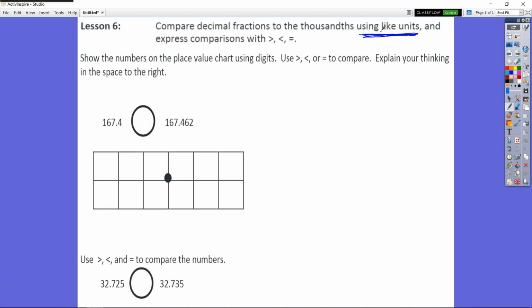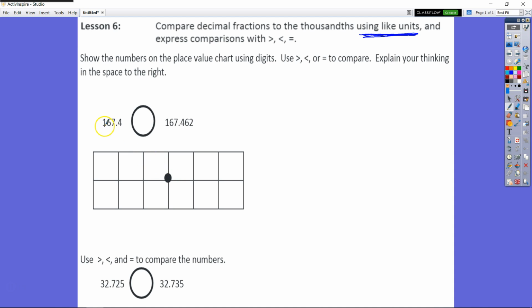So we have to use like units, and we're going to express those comparisons using the greater than, less than, or equal to sign. So let's take a look at number 1 here. It says show the numbers on the place value chart using digits. So first thing we want to do is pick these two numbers and put them on our place value chart. It's very important that you line up your place value charts in the correct units.